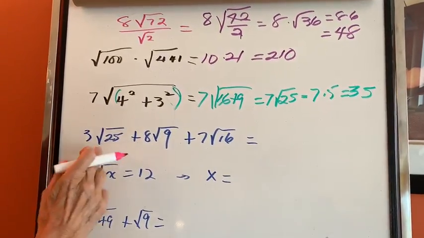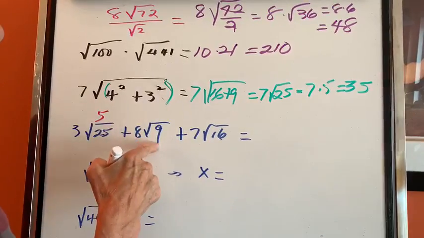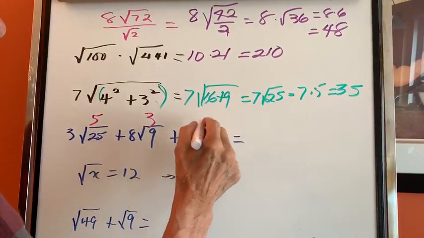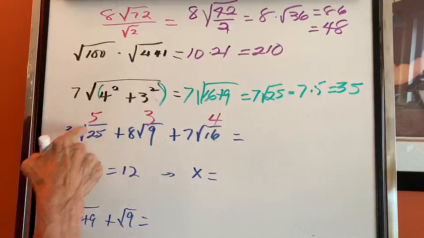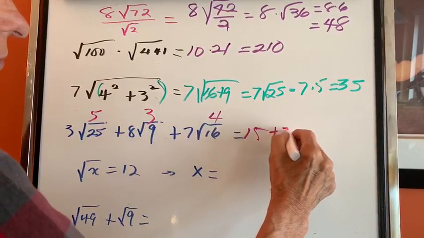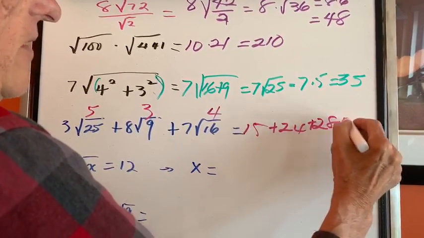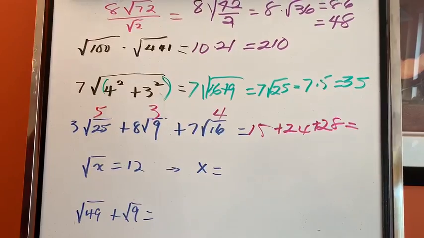Okay, the next one is a sum. The square root of 25 is 5. The square root of 9 is 3. The square root of 16 is 4. 3 times 5 is 15. 8 times 3 is 24. And 7 times 4 is 28. You add up and get the answer.